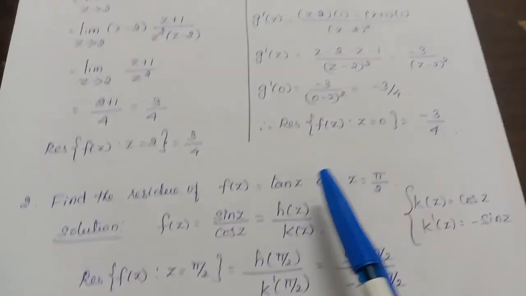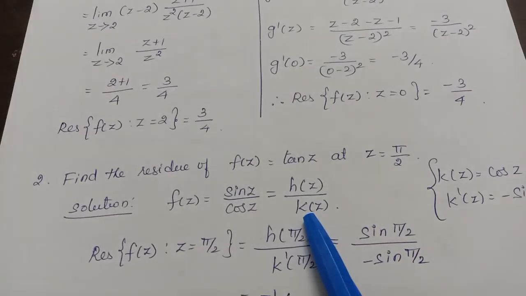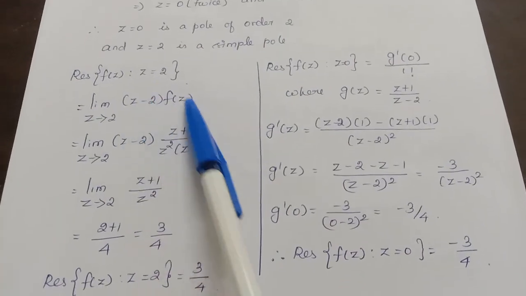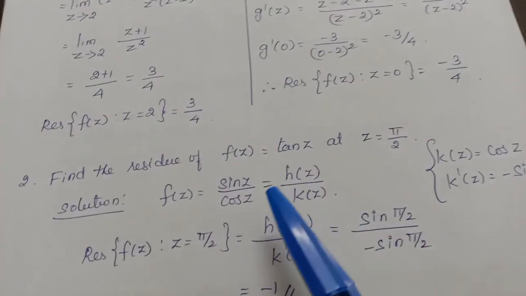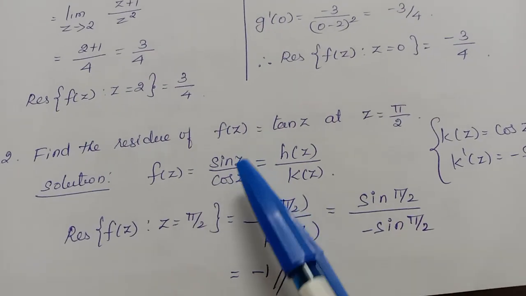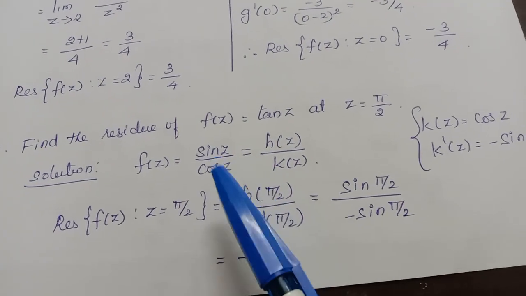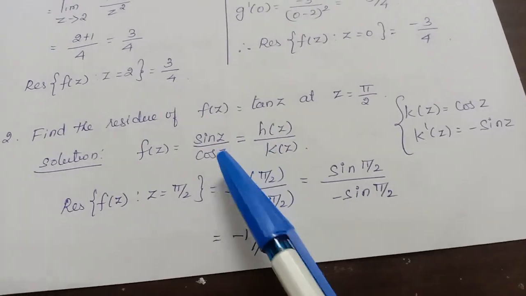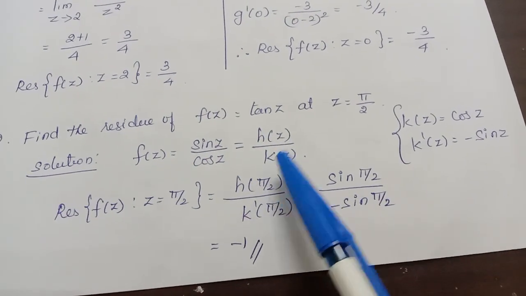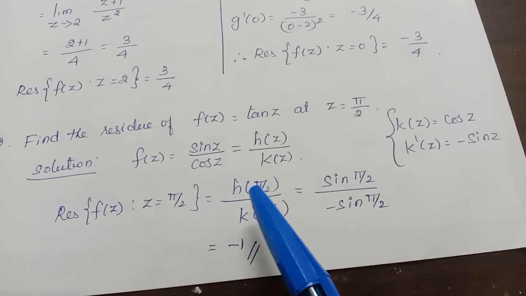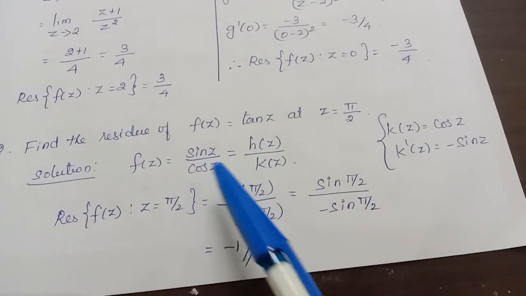For a simple pole, already you have a formula, z minus a into f of z. That is not applicable here, because when you have a function which contains polynomials, only then can you apply that formula. When you have trigonometric functions like this, numerator and denominator, that formula cannot be applied. It is invalid here. So I am taking the numerator as h and denominator as k. What is the formula for residue? h of a by k dash of a. What is h? h is sin z.